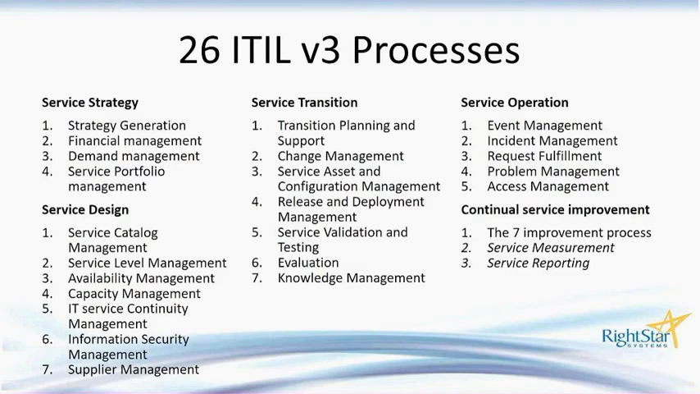Those 5 books are pretty hefty, and in those 5 phases of the service life cycle, there are 26 different processes that we talk about, everything from the original strategy generation all the way through to the 7-step improvement process in continual service improvement. So a lot to cover.